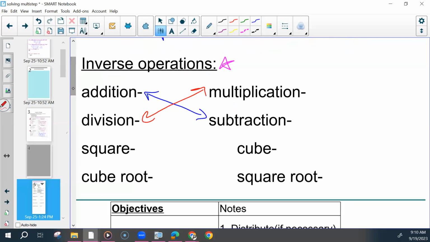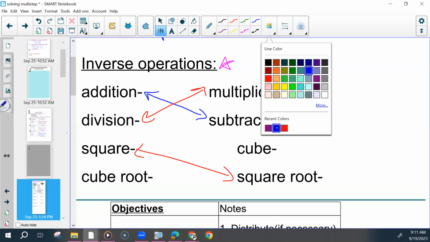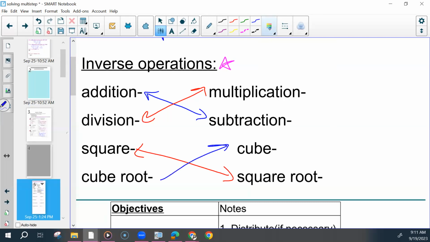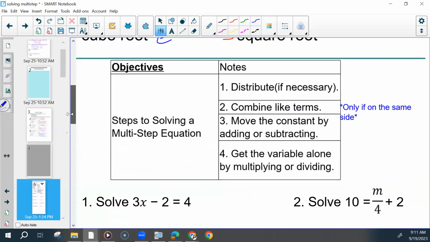So these undo each other. 2 squared is 4. The square root of 4 is 2. They undo each other. So then cube and cube root also undo each other for our inverse operations. 2 cubed is 8. The cube root of 8 is 2. So they undo each other. Right, take a second and read through these.